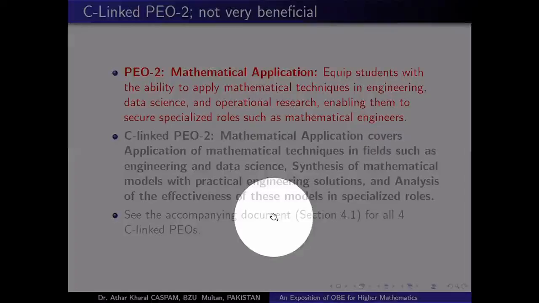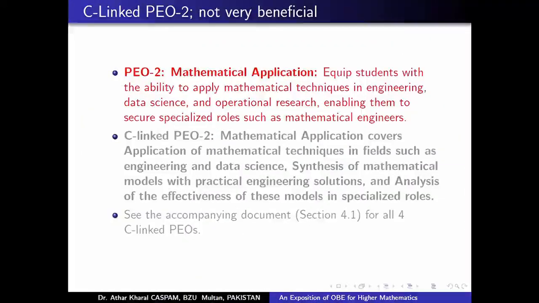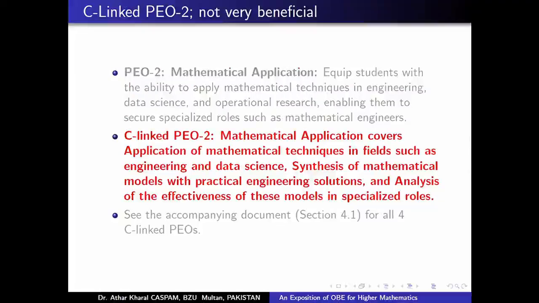Okay, now we should link it. Although it is not directly required that the educational objectives should be linked with the cognitive levels, I will be doing this. Let me reiterate, this is not needed, but I shall think of our educational objective as well as carry out a self-analysis, whether we are heading in the right direction or not. So this is C-linked PEO2. The first one is simply PEO2, and the second one is C-linked PEO2.